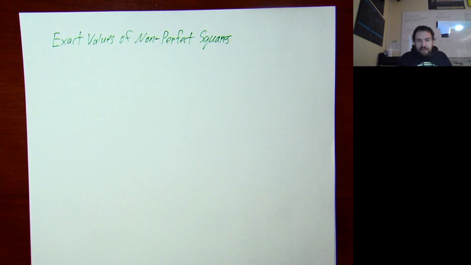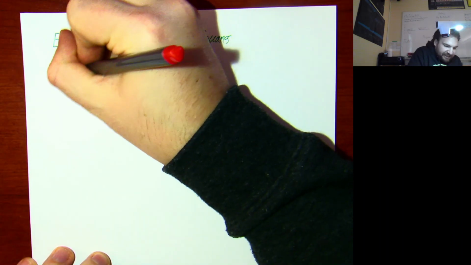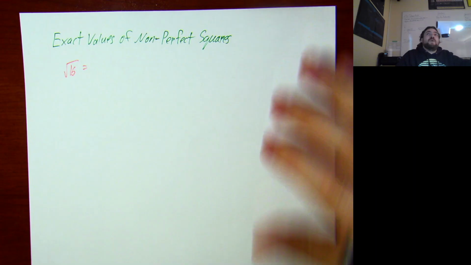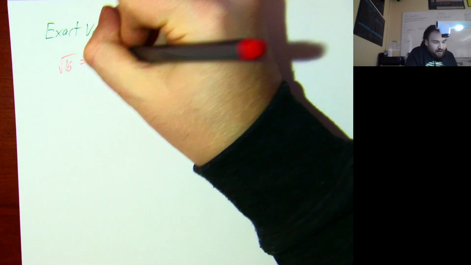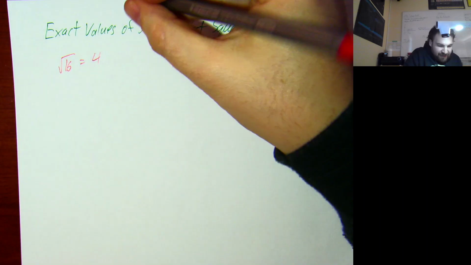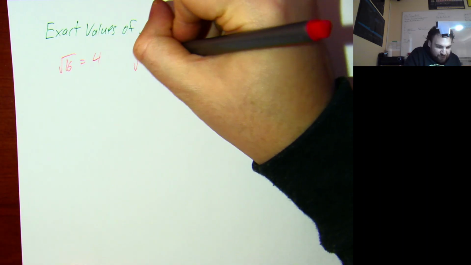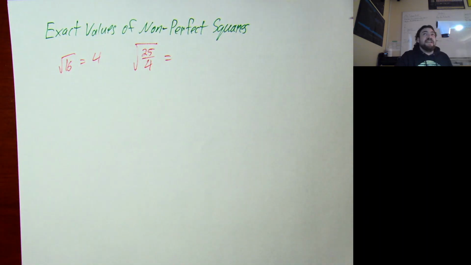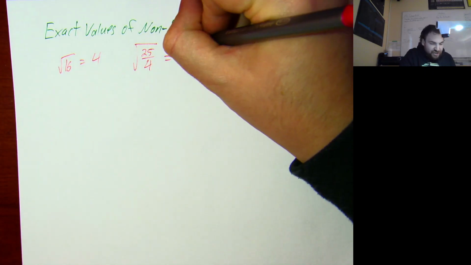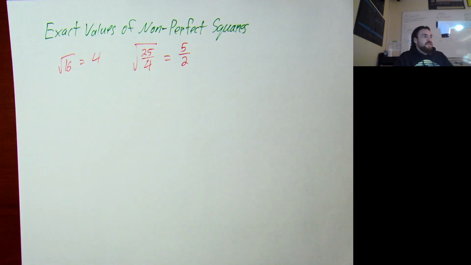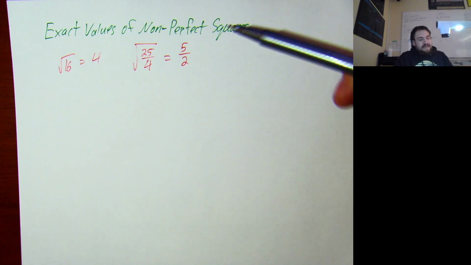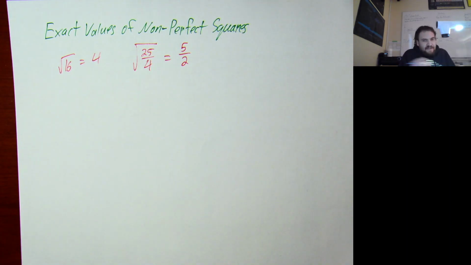Okay, here we go. Exact values of perfect squares are relatively easy to do. If I have the square root of 16, what is the exact value of the square root of 16? It's 4. Awesome. Well done. How about this? What if I have the square root of 25 over 4? What is the exact value for that? 5 over 2. You betcha. I take the square root of the numerator and the square root of the denominator because they're both perfect squares, and I get 5 over 2. Nice. I love it. What about this?